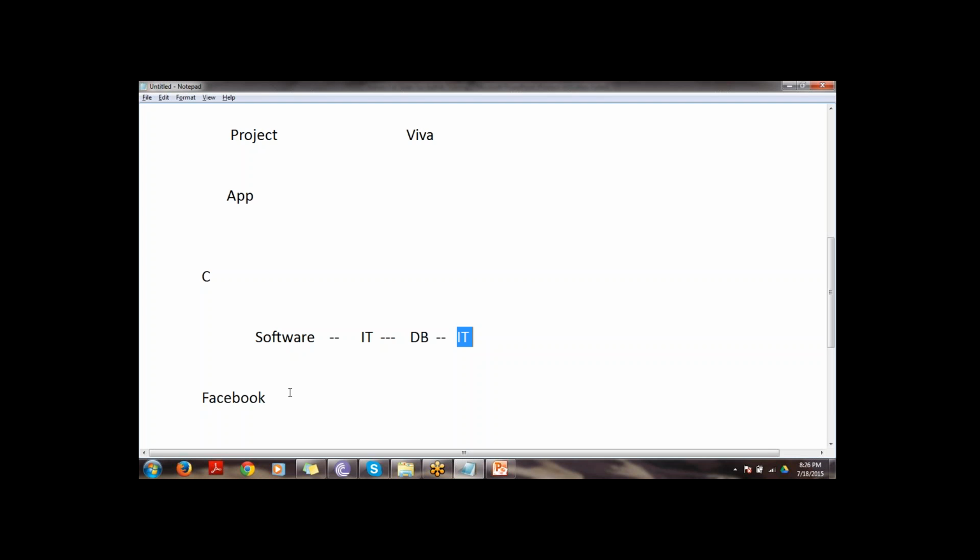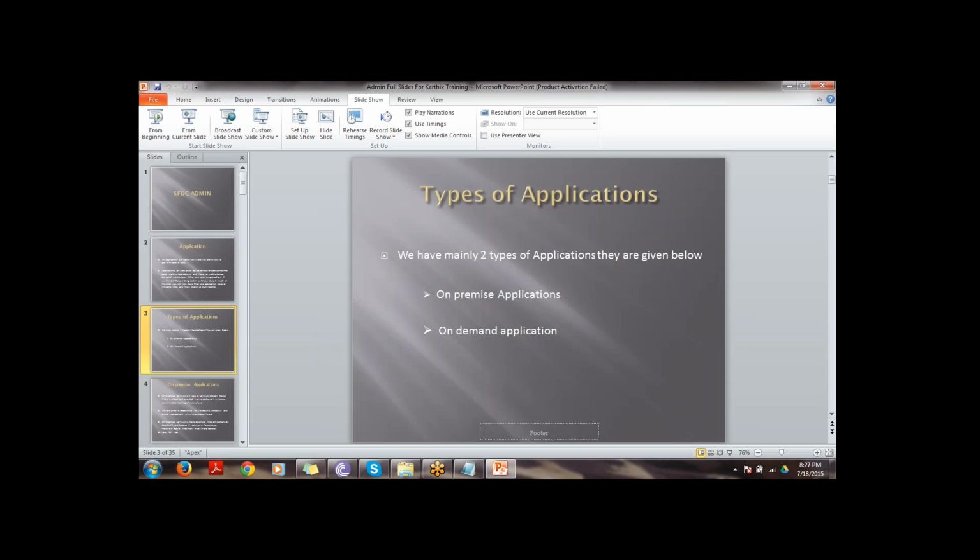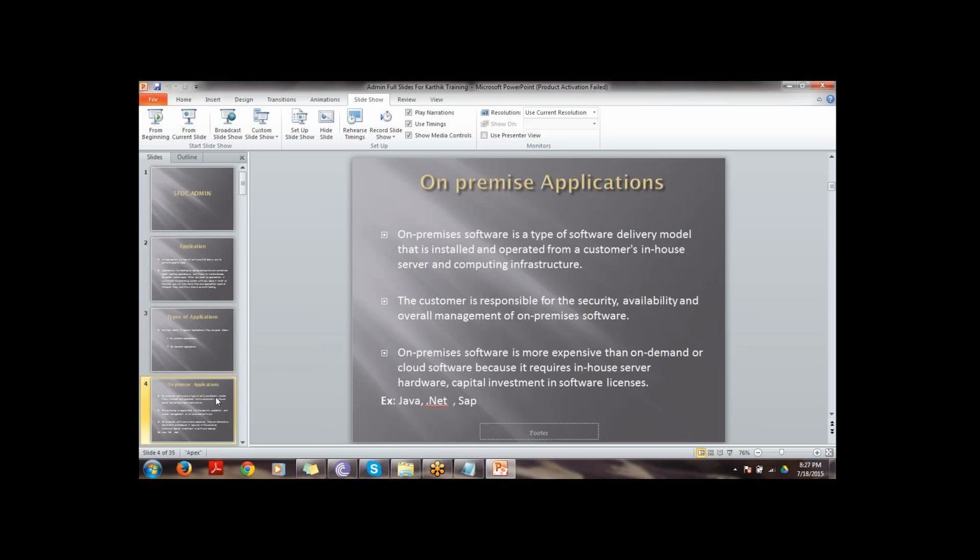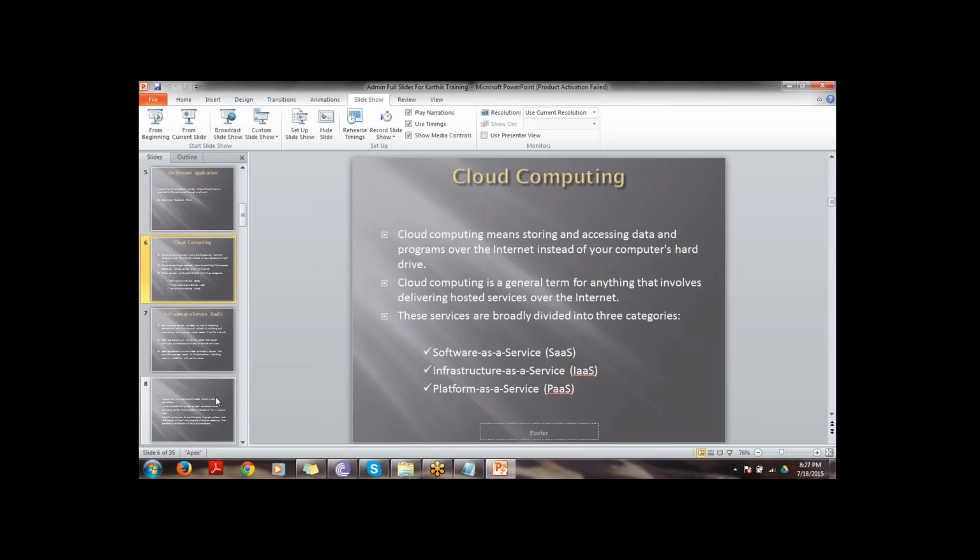Got it? Everybody clear, guys? Romy, do you have any doubts? Everything clear? Sravanti, do you have any doubts? No. Teja, do you have any doubts? No. Okay. So as of now, we discussed on-premise applications and on-demand applications. Everybody clear, right? Next, I'm going to the next concept.